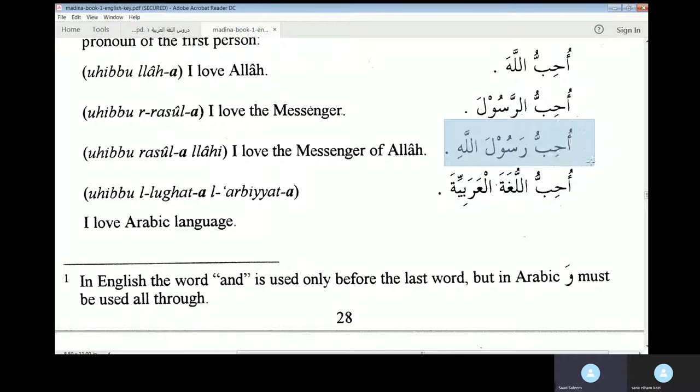Now, Uhibbu Rasulullah, what is maful bihi in this sentence? Uhibbu Rasulullah. Maful bihi is object. Okay, Rasulullah is the object? Rasul is object. Rasul is maful bihi, okay? And Rasul is also muzaf in this sentence. Rasul is maful bihi also, and Rasul is muzaf also.